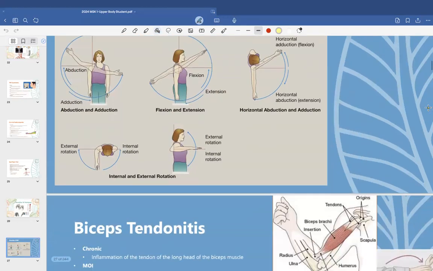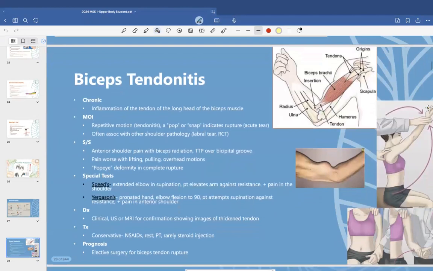Why don't we talk about biceps tendonitis? Here we go. Tendonitis of the bicep, not a biceps muscle strain. This is biceps tendonitis. There are two heads of that bicep muscle. Typically here, we're talking about inflammation of the tendon of the long head of the biceps muscle. Anatomically, if you know where that goes, that's right through the notch in the front of the shoulder.